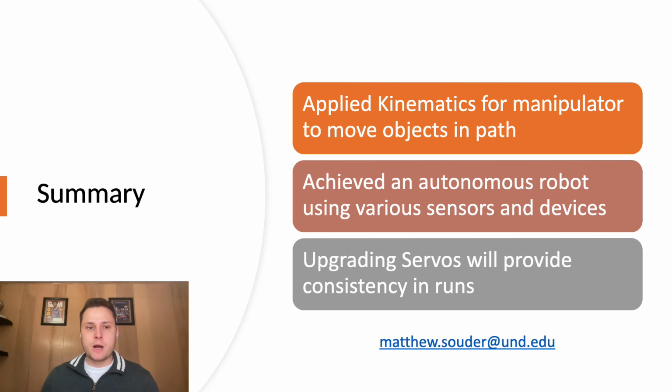But so that's the summary of my project. I used applied kinematics for the manipulator to move objects out of its path. And I achieved an autonomous robot using different sensors and devices. And in the future, I can upgrade some of the parts to make it a little more seamless.